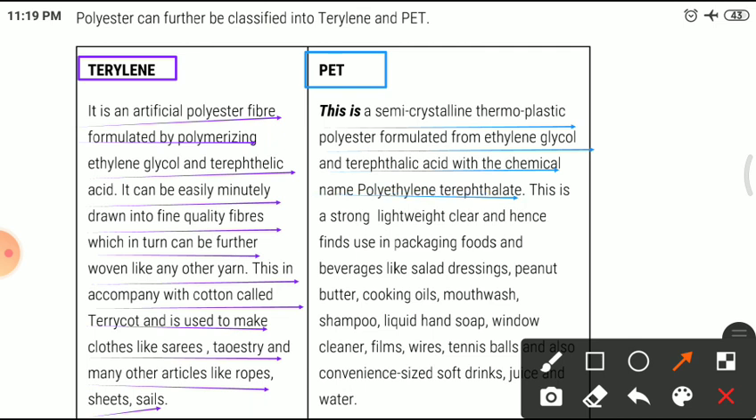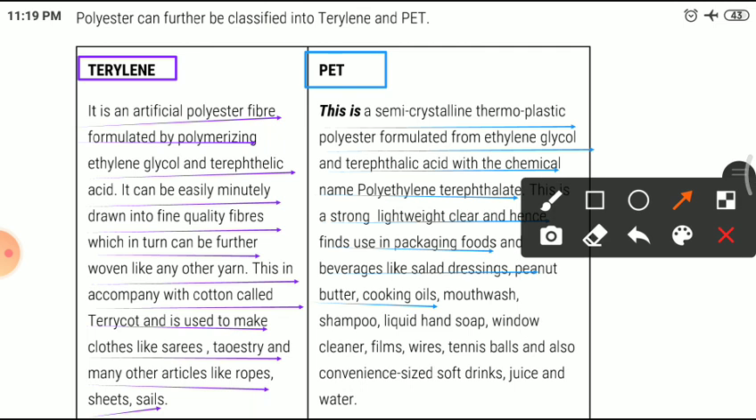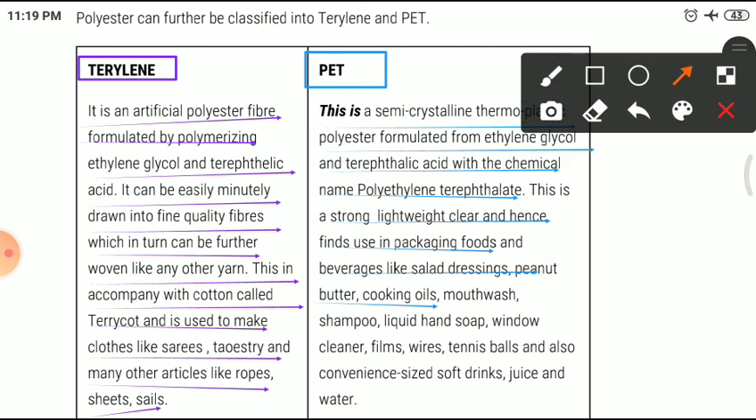This is a strong, lightweight, clear plastic and hence finds use in packing foods and beverages like salad dressings, peanut butter, cooking oils, mouthwash, shampoo, liquid hand soap, window cleaner, films, wire, tennis balls and also convenience sized soft drinks, juice and water.